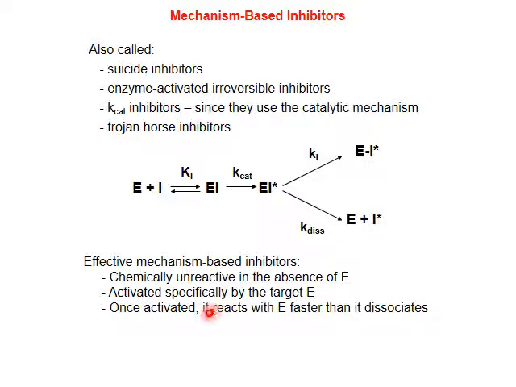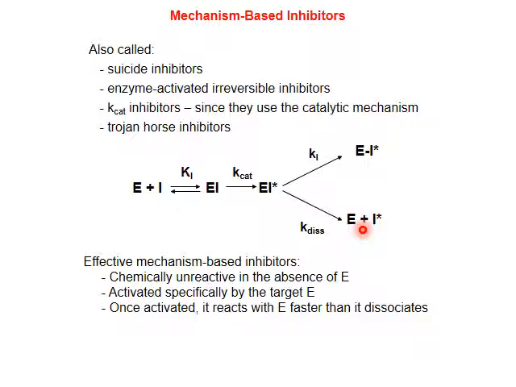The key thing is we want it to react faster with E than it dissociates, and usually that's going to be the case. That this value here is much greater than this value because, again, it's reacted on by the enzyme, and so if it's going to modify anything, it's going to be within the enzyme active site before it can dissociate away.